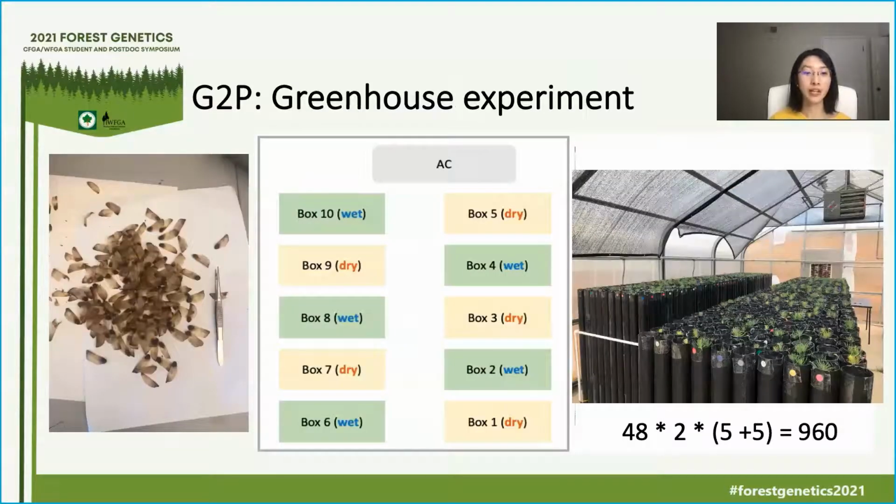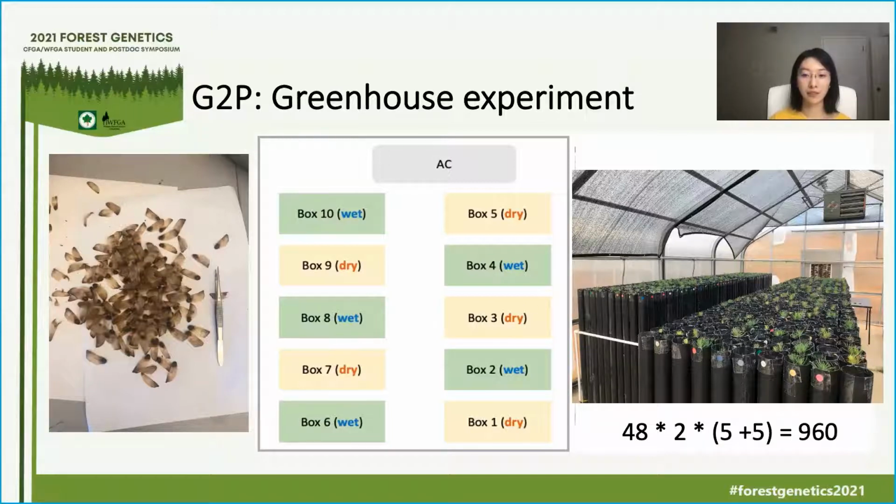For the greenhouse experiment in G2P, we used PVC pipes to build 10 boxes. We put 100 plastic tubes in each box, with 1,000 plastic tubes in total. The plastic tube is about 120 centimeters deep because the maximum root length in a pilot experiment was more than 110 centimeters. 5 boxes were assigned as wet treatment and the other 5 boxes as dry treatment.